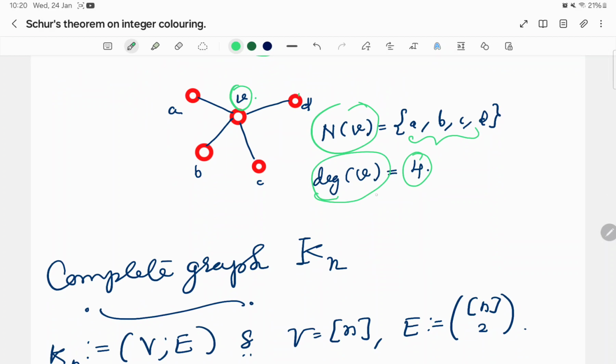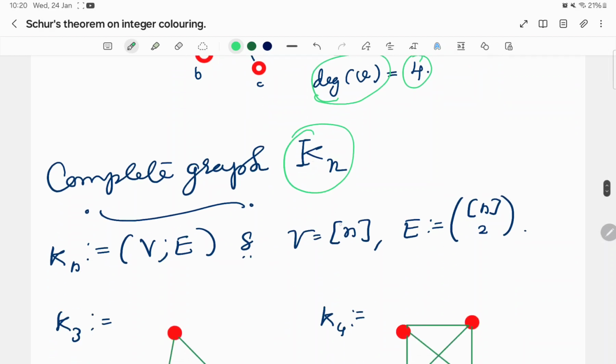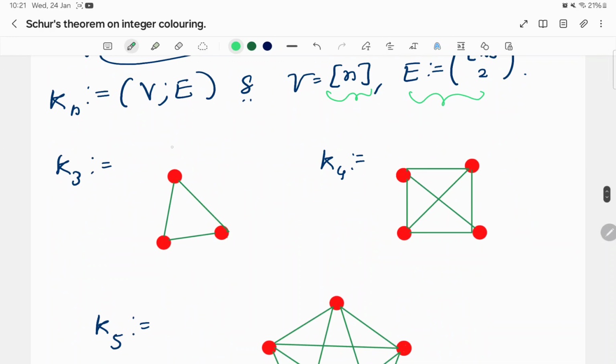Now let's talk about a special class of graphs, the complete graph on n vertices. We have already seen that every pair of vertices can have at most one edge, but in a complete graph we assume exactly one edge between every pair of vertices. For example, K3: if you label the vertices 1, 2, 3, between every pair of vertices there is an edge.